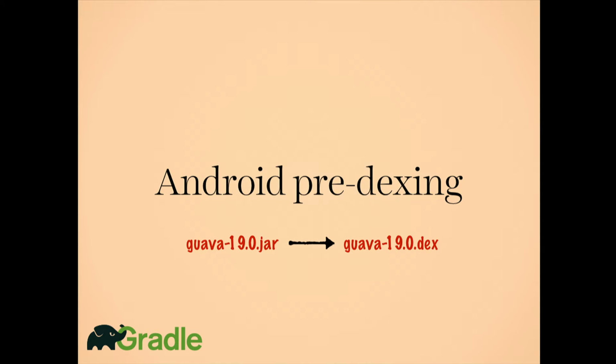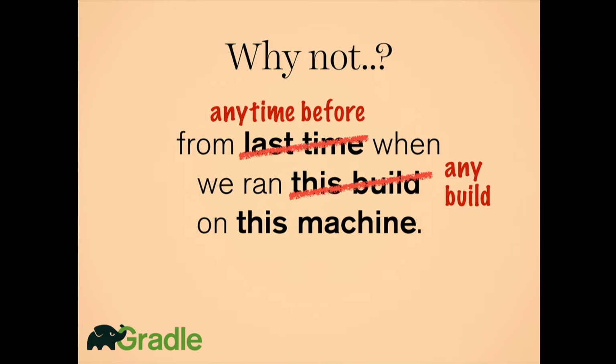So yeah, it's a slow process. You need to do it for Java libraries to make them work on the Android VM, and there's no reason why this needs to be repeated for all your Android projects every single time if you are using the same library, or to repeat it after you execute clean, for example.